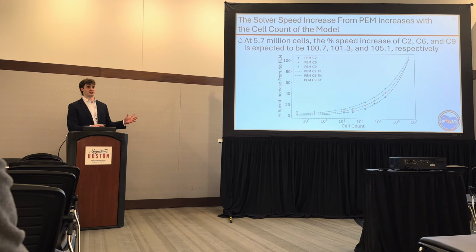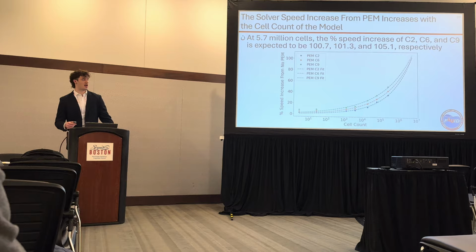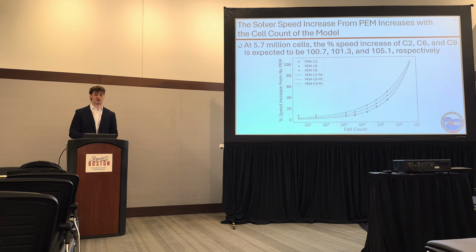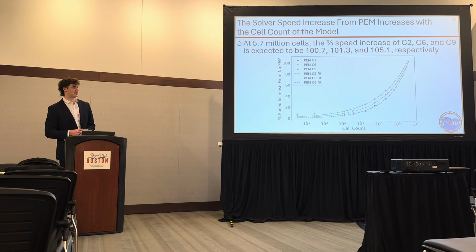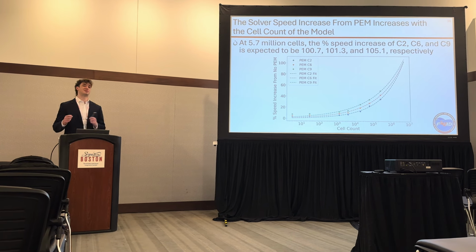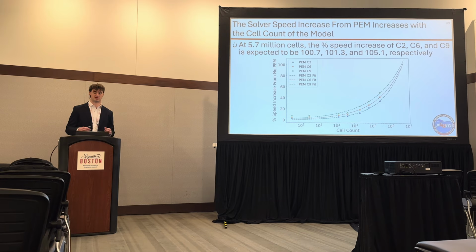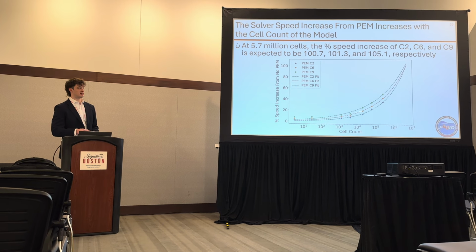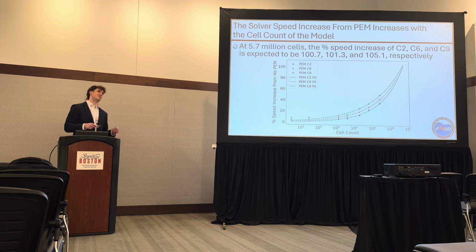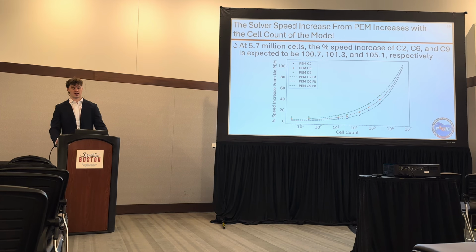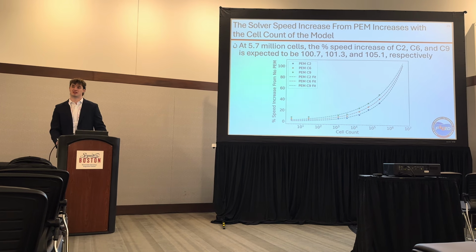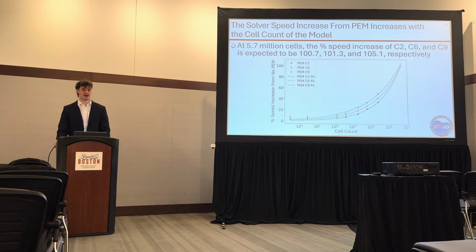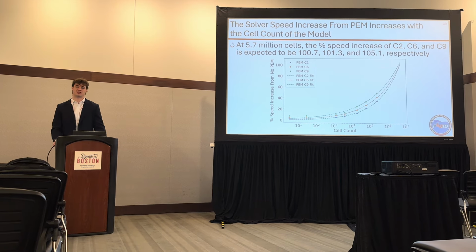And then here's where it actually gets significant and important. If we scale up these simulations, so if we simulate in more than just our 3-cell model, you can see here we have cell count on the x-axis and percent speed increase from the base with nothing disabled. As we add more and more cells, your percent speed increase is also increasing. And in our 5.7 million cell industrial scale reactor, we have a fit curve projecting that we will have a 105% increase in speed.